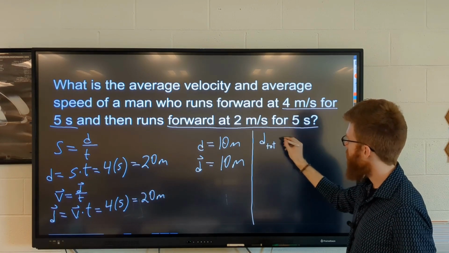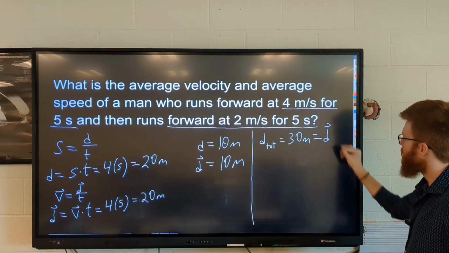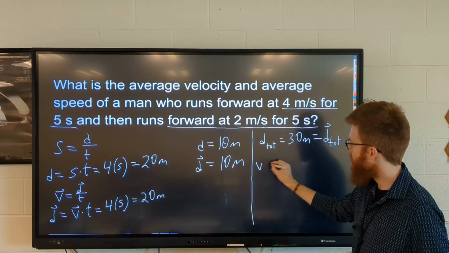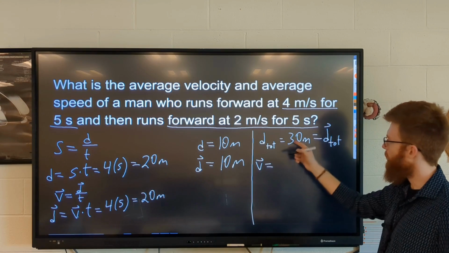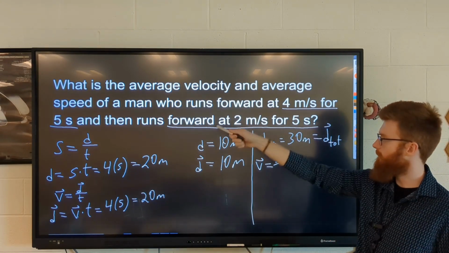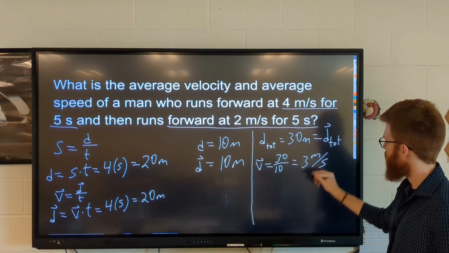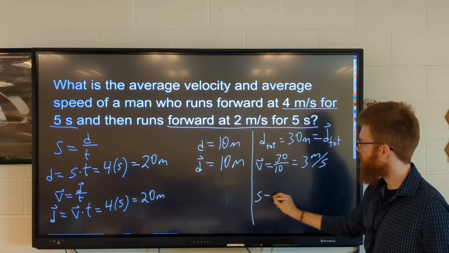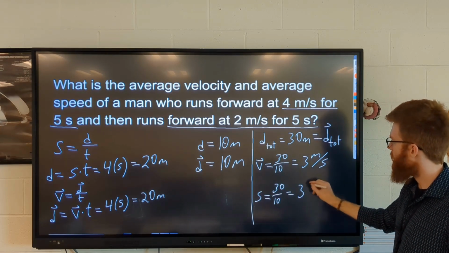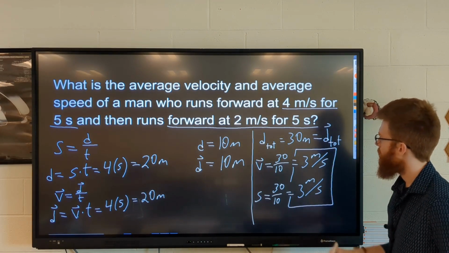So in total, his total distance was 30 meters. That also happens to be his total displacement in this case. So if I wanted to know his average velocity, I would do 30 divided by the total time, which was 5 plus 5, so 10. That's 3 meters per second. And again, for speed, it turns out the same in this case. 30 divided by 10, 3 meters per second. And there we go.